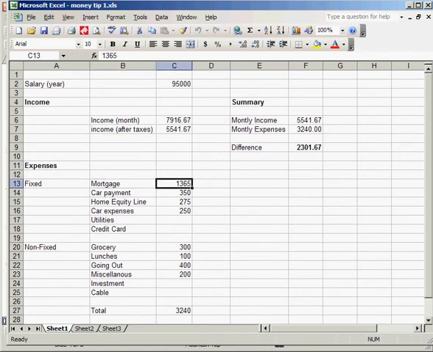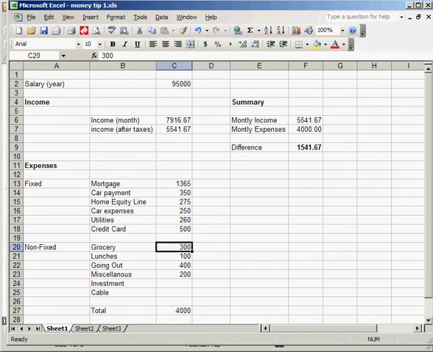I have a mortgage payment of $1,365, a car payment of $350 a month, home equity line is $275 a month, car expenses, which includes gas, insurance, maintenance, is $250, and let's say I have utilities, which add up to, I want to say, $260 a month, and I have credit card bills roughly of $500 a month.